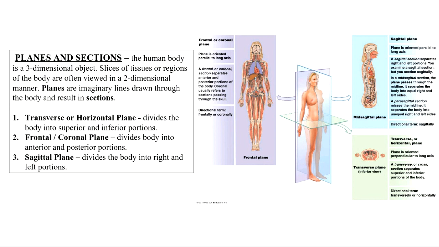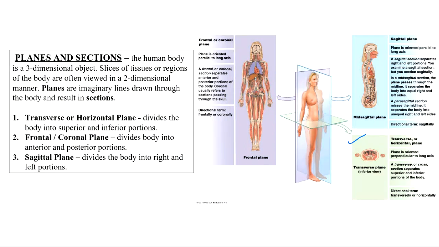Essentially there are three different planes or sections that you want to be able to identify. Transverse or horizontal divides the body into superior and inferior portions, right? As you can see in this picture, this would be the transverse plane or section. And as I said, you'll see these types of sections as we go throughout the semester and look through the textbook.